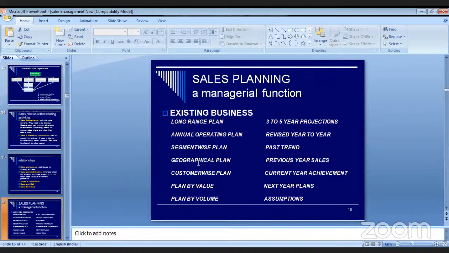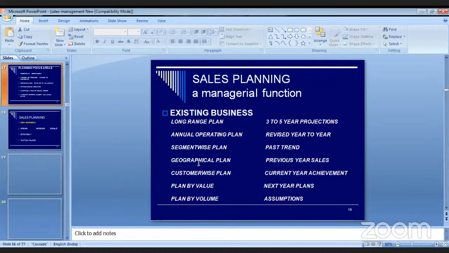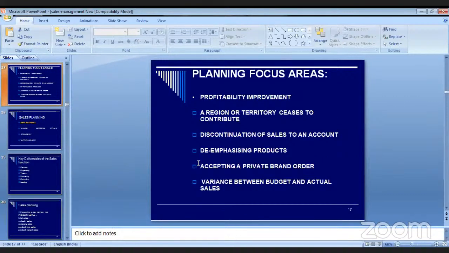So plan by value, next year plan you are making with a focus on value oriented, then assumption oriented. What are the different focus areas where we have to focus? We have to focus on territory basis, then sales basis, product wise emphasis, then brand wise focus. Your focus area must be brand wise.